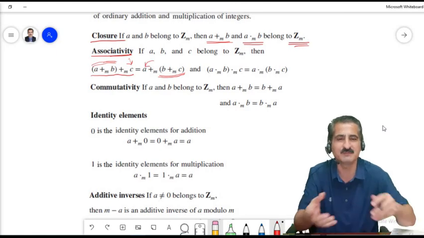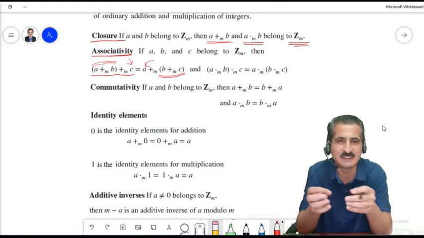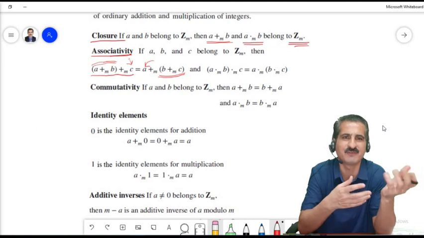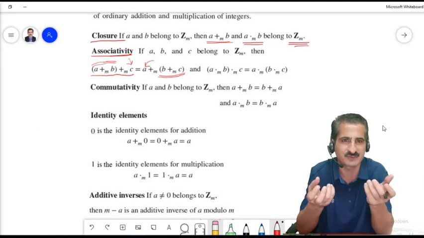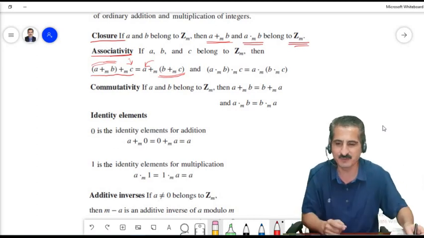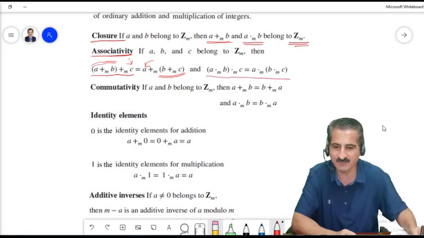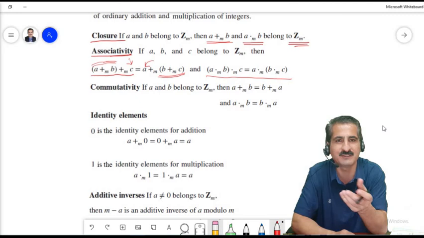Does it matter which two I choose? It does not. Because if you add three integers, 3 plus 2 plus 5, it does not matter which two you add first. This property is coming from Z. And same thing for multiplication. If you multiply three integers, it does not matter which two you multiply first.